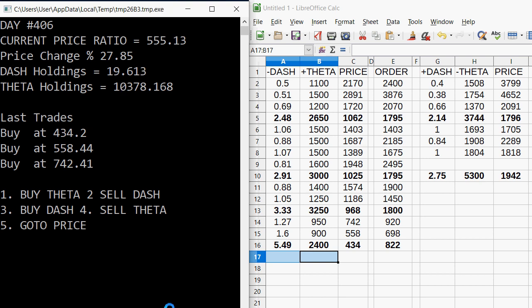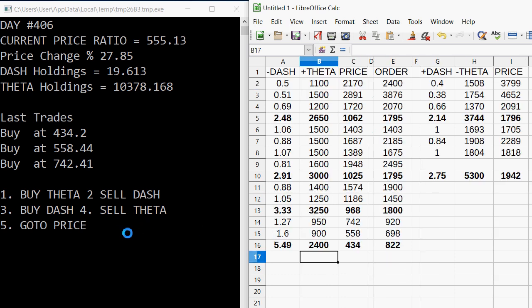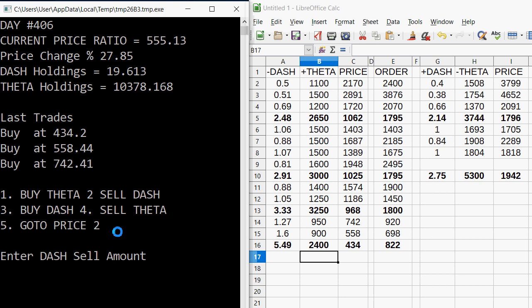Okay, well, that's up 28% the next day. Let's just see if that justifies it. I think it would. Yep. So therefore, let's just make a very small sell. Now we own 19 of those Dash.